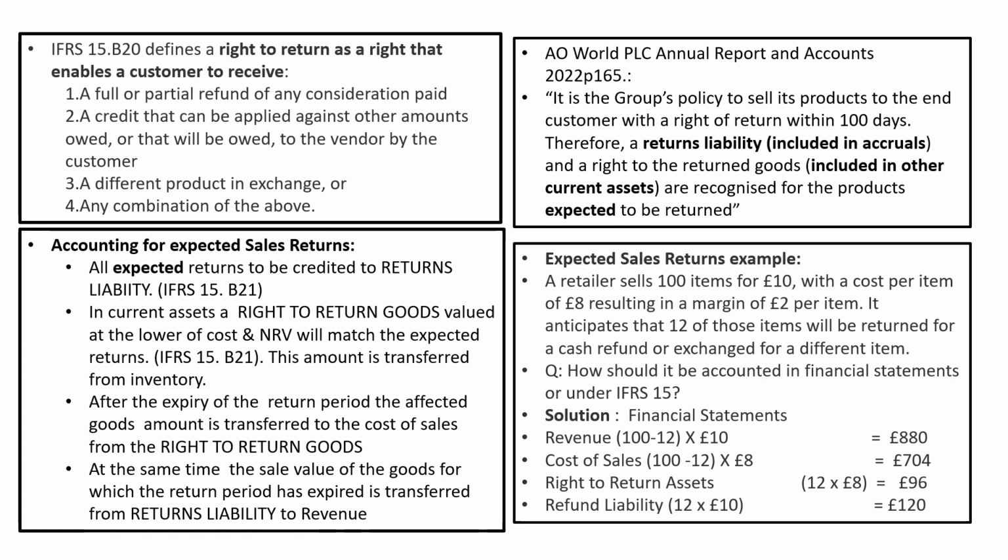And finally, we have the refund liability, which will be under current liabilities, of 12 of those units times the money that we have received of £10, that gives us £120.